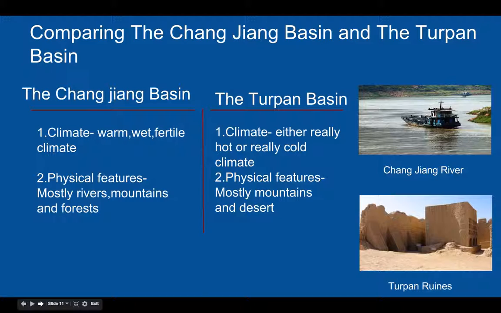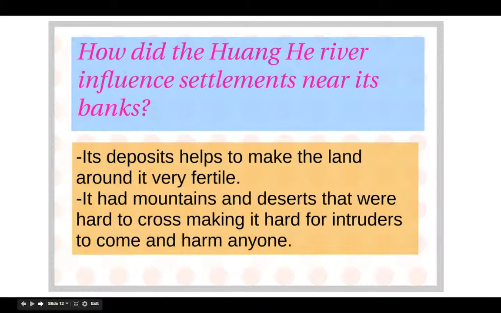The physical features were mostly rivers. There's some mountains and forests around, so it changes a little bit. Then you've got the Turpan Basin. It's either really hot or really cold. Generally, it's warmer. The physical features are mostly mountains and some desert. Okay, so that gives you a little bit of the comparison there.